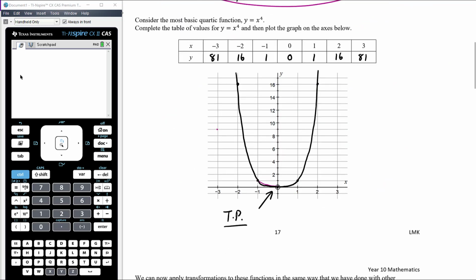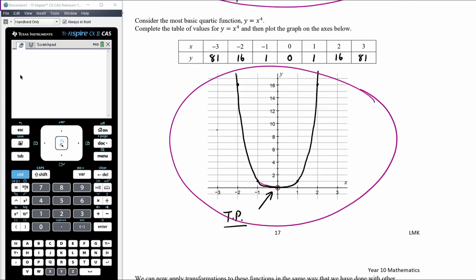Okay. Similarly, the quartic will only look like this if it is transformations applied to x to the power of 4. So if the equation can be written in this form. Okay. If it can't be written in this form, then it's not going to be this shape, and we'll meet some other examples of what quartics can look like in the next video.